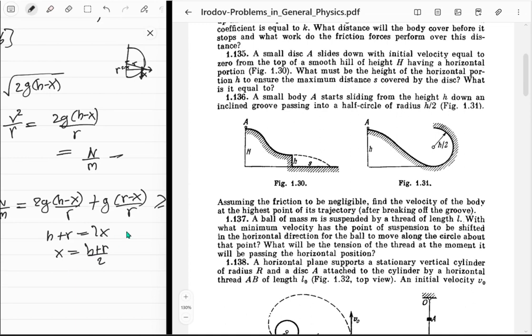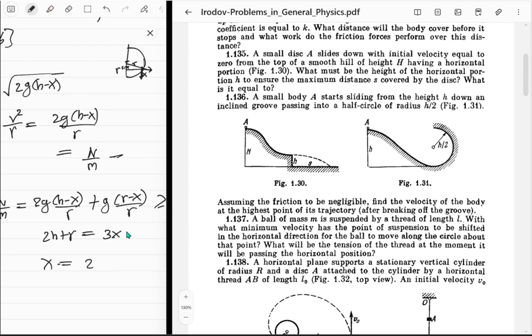Oh, it's supposed to be 2 over here. Sorry. Okay, this is wrong. 2h plus r is equal to, wow, this is complicated. Okay, keep on going. Okay, 2h plus r is equal to 3x.